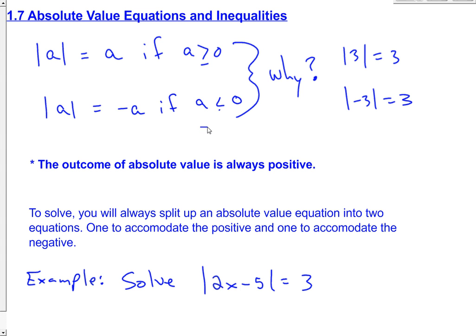Okay, so this is chapter 1.7, absolute value equations and inequalities, day one.